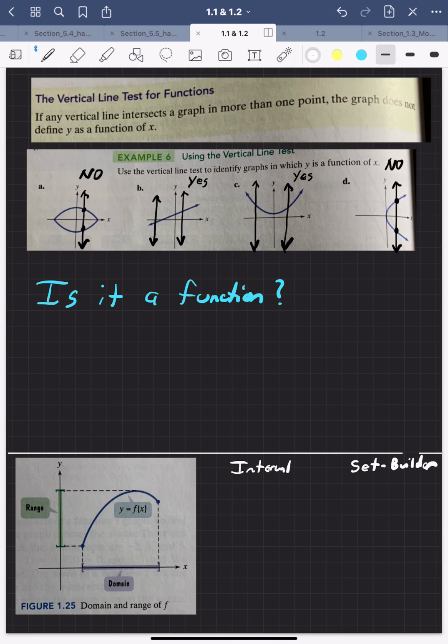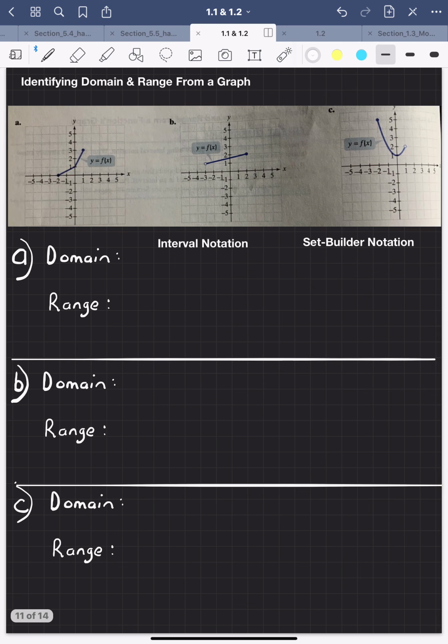And I think the best way of doing that is, let's just jump in. Are you ready? Let's fast forward and pretend that a question like this is on your test, where I give you a graph like this and I ask you to tell me what is the domain and what is the range.